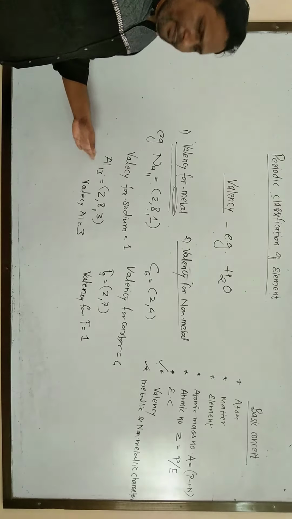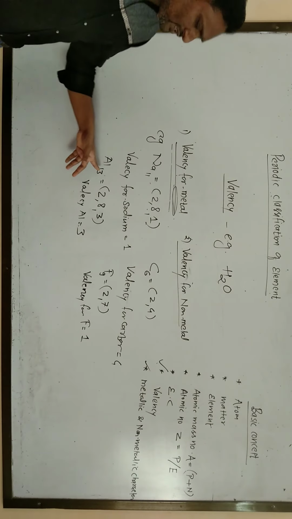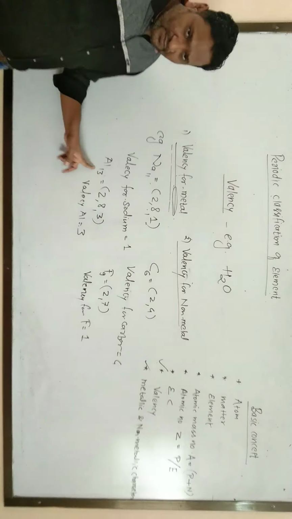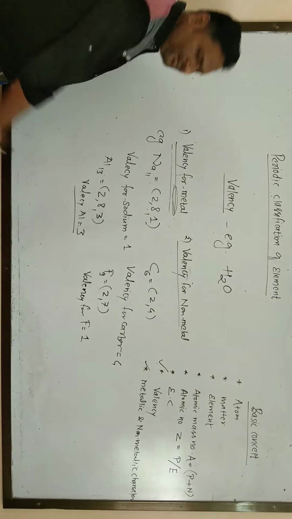Check another example. Aluminium is also a metal, having atomic number 13. Its electronic configuration is 2, 8, 3. It means it can donate 3 electrons. So the valency for aluminium is 3.